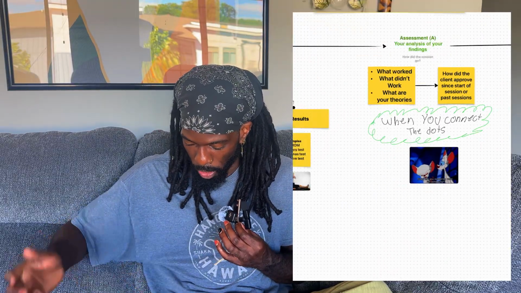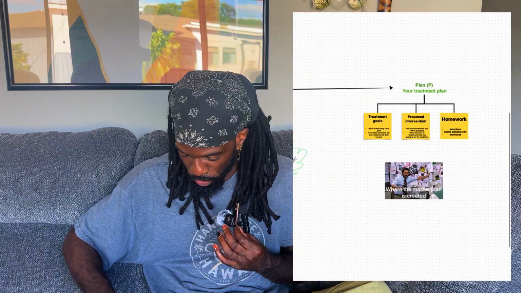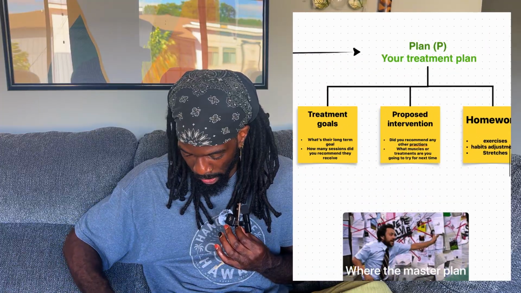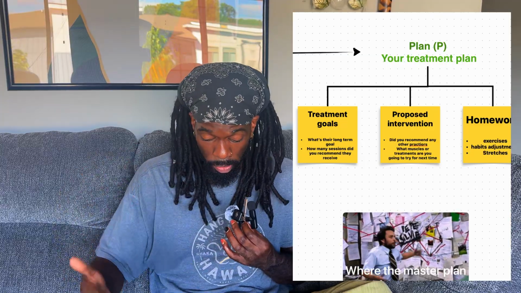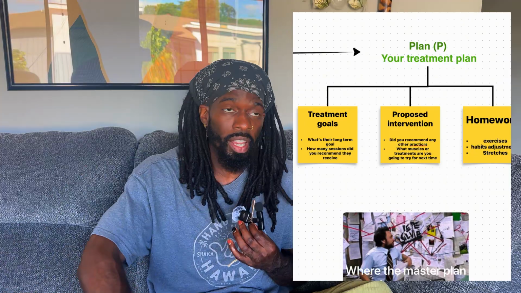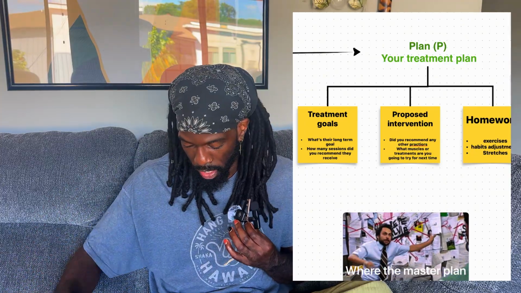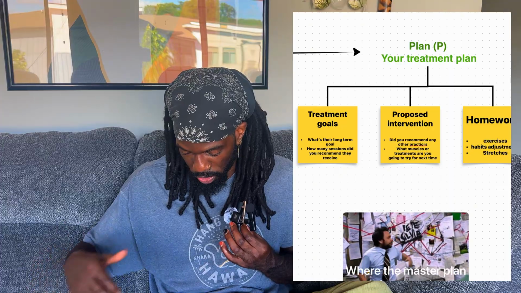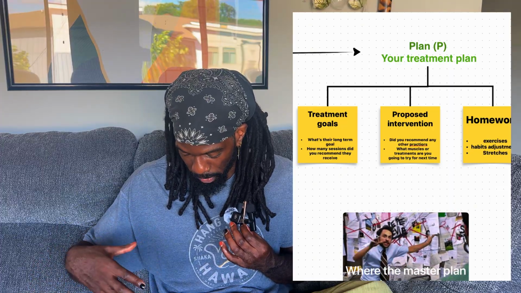And then with all the information, that moves you on to your plan, right? What are their long-term treatment goals? Something you want to get from your subjective. How many sessions did you recommend they receive? Typically it'd be like 2 to 3 sessions. And did you propose any interventions? Did you recommend other practitioners? I spelled that wrong, but that's okay.